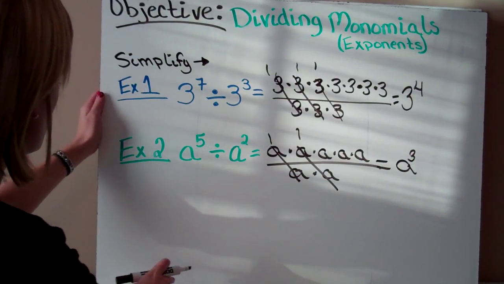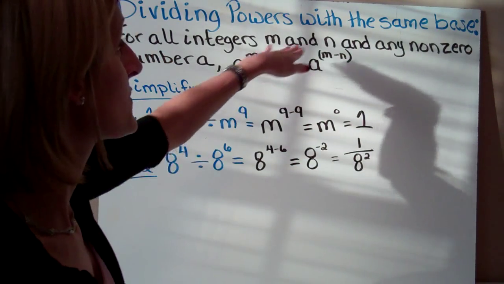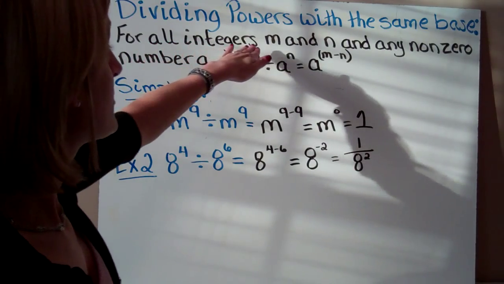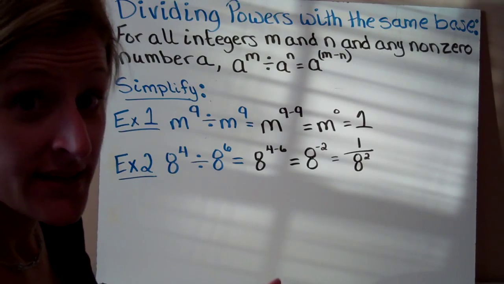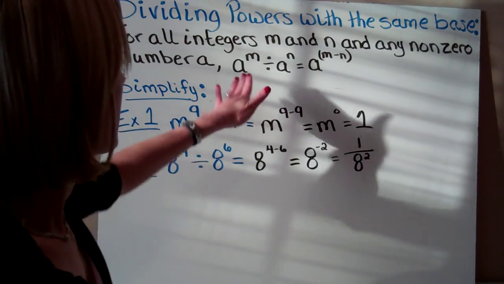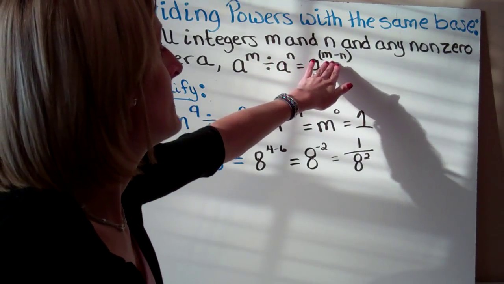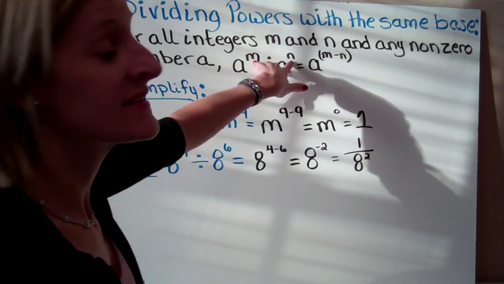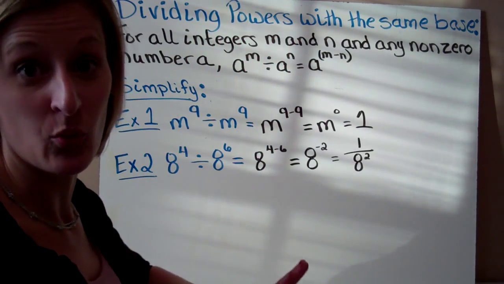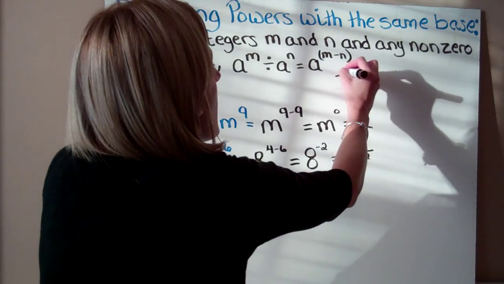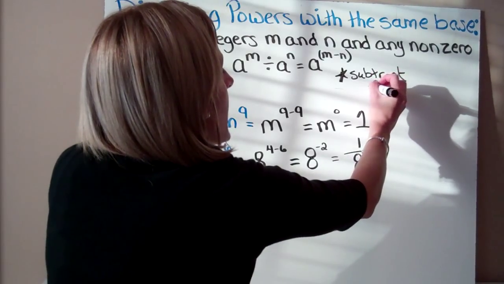So we have just shown what our rule is for dividing exponents with the same base. Basically, for all integers m and n, and any non-zero number a. Remember, a non-zero number is any number except 0. If I have a to the m divided by a to the n, I'm going to do m minus n. Subtract these two exponents. Notice I do the first exponent first, then the second, no matter what number they are.